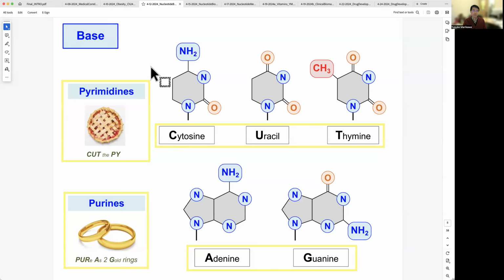And of course, you have to know pyrimidine and purine, the molecules that are members of each. CUT for pyrimidines, and A and G for purines. Whatever way you prefer to remember it, just remember it.